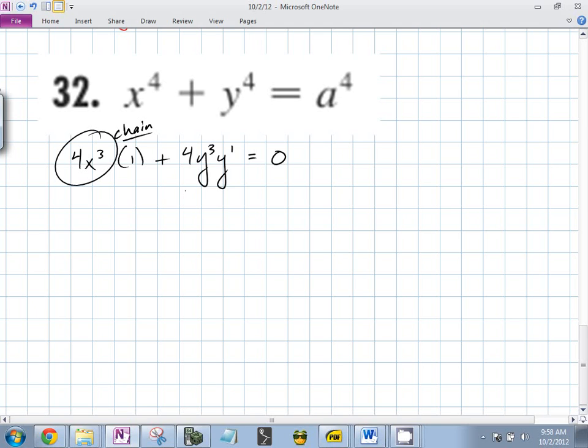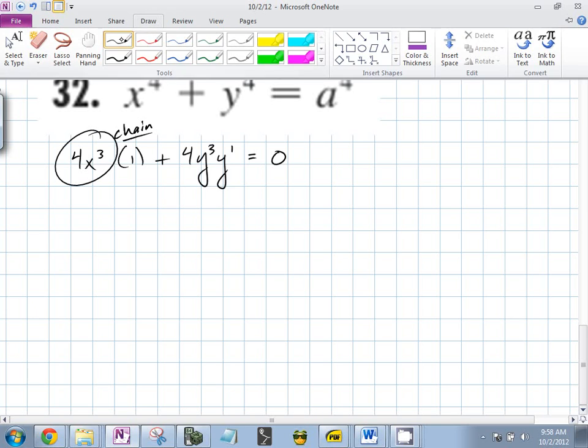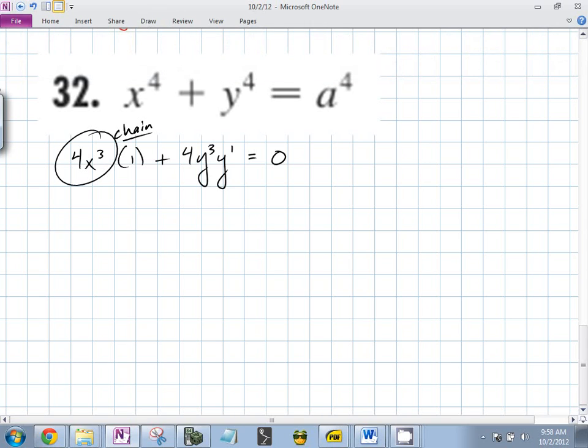Absolutely. What can we divide by first? Divide by 4. Simplify. Take what it gives you. x cubed plus y cubed y prime equals 0. So what does y prime equal? Negative x cubed over y cubed. Nice.